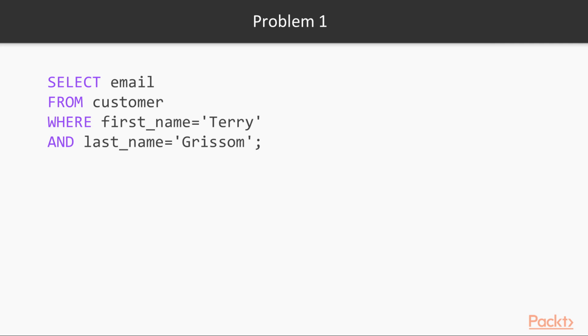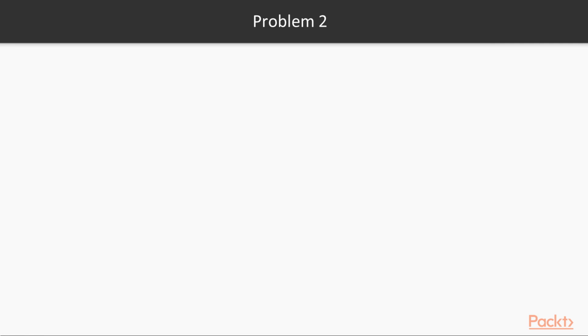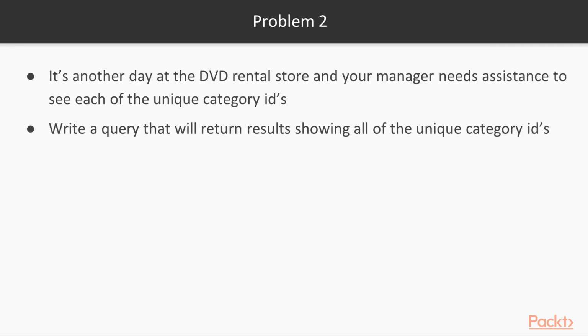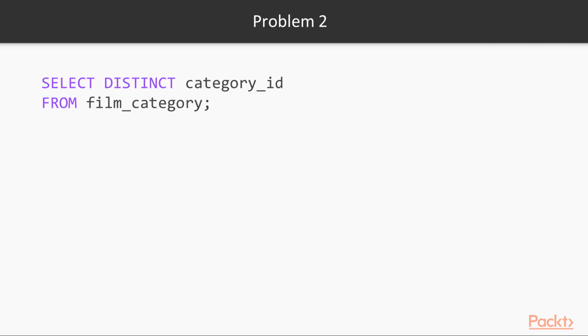Let's take a look at problem 2. It's another day at the DVD rental store and your manager needs help organizing records to support a larger inventory. Your manager has asked you to research how many unique category IDs are in the store database. Write a query to do this. I gave you a hint that it was going to be in the film_category table. So your query should have looked something like this: SELECT DISTINCT category_id FROM film_category. Hopefully you're able to get that.